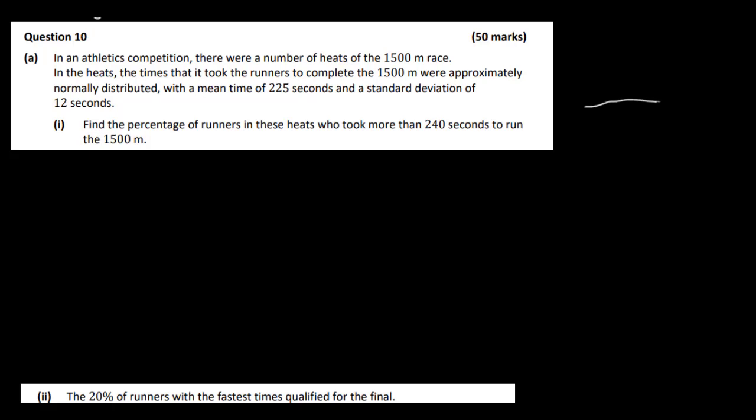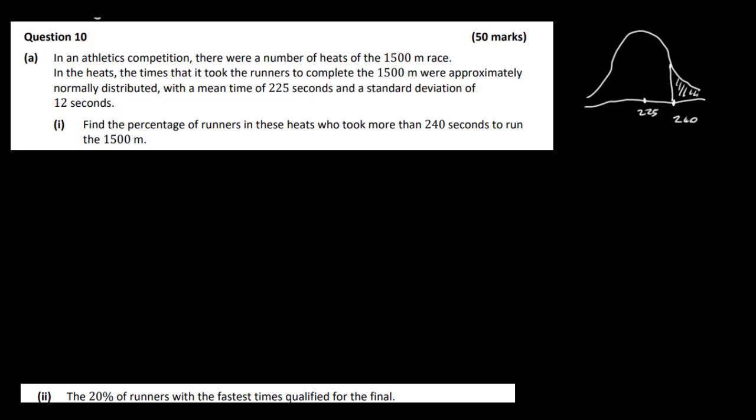Okay, so if you take the actual times, the mean was 225, and then we had a standard deviation of 12 seconds. So 240 then is going to be up around here somewhere, 25, 35, 45. So let's say about here. So this is going to be your 240 seconds. So we want to know the percentage of runners in the heats who took more than 240 seconds. So we want to know the percentage of runners who are in this part of the graph.